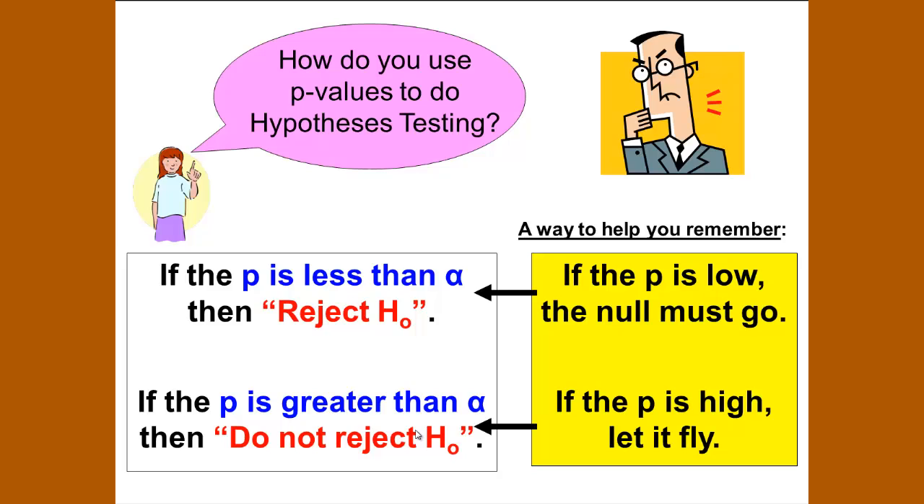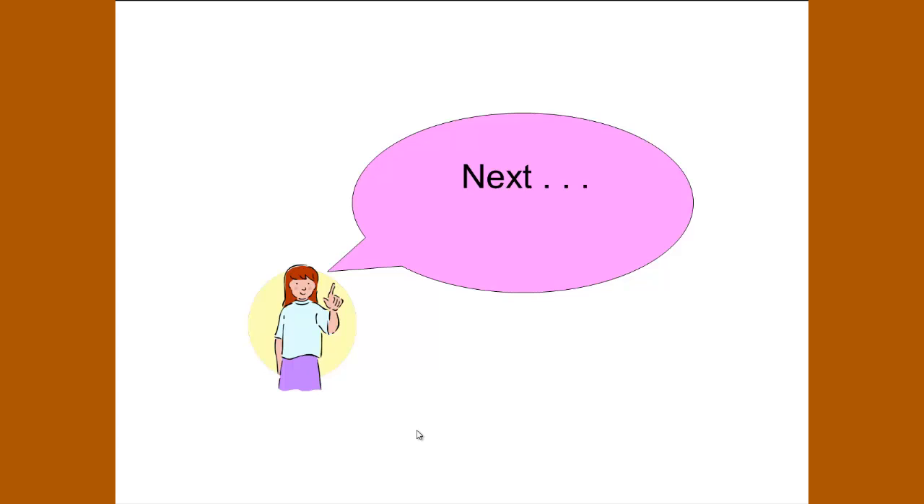A way to help you to remember this is the rhyme that Mrs. Borlaug came up with. If the p is low, the null must go. If the p is high, we let it fly. Let's go on to our next example.